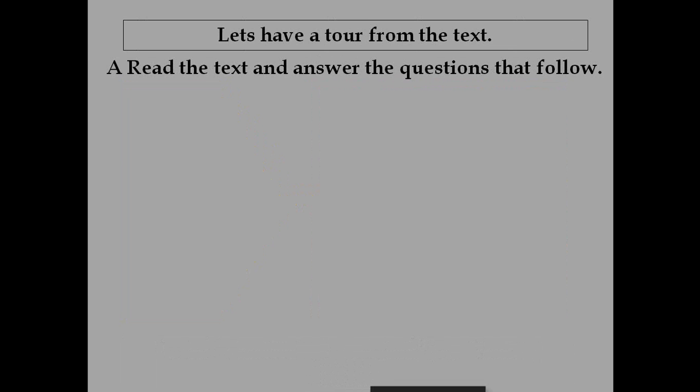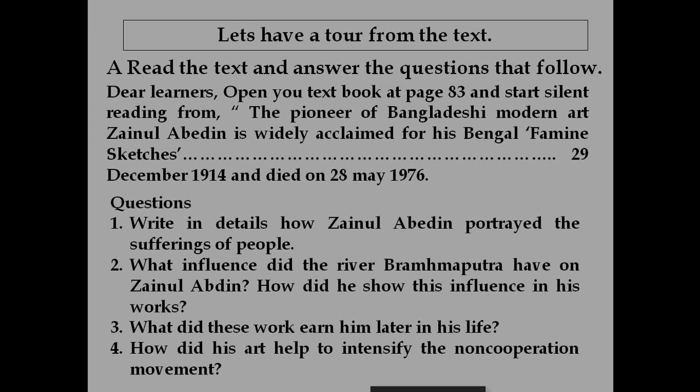Now students, get ready with your textbook and open at page 91 and start silent reading for 3 or 4 minutes. You will start the lesson here, The Pioneer, to 1976. Then you will try to answer the following questions.